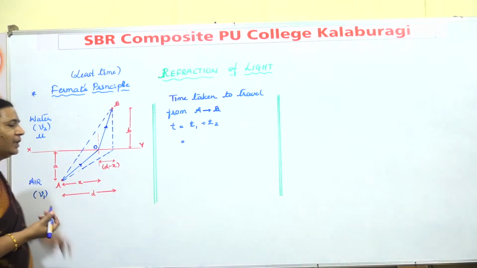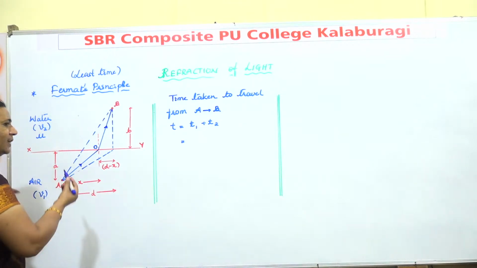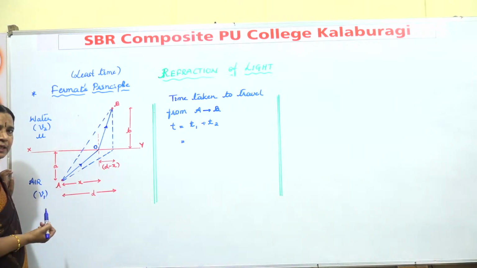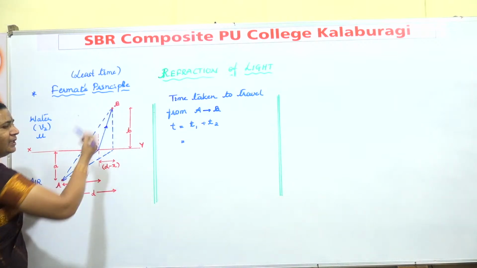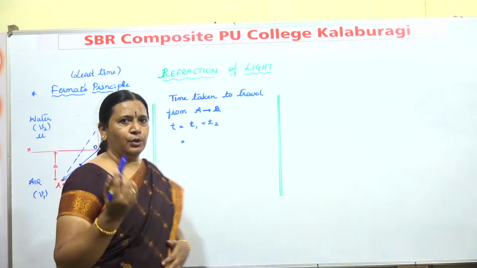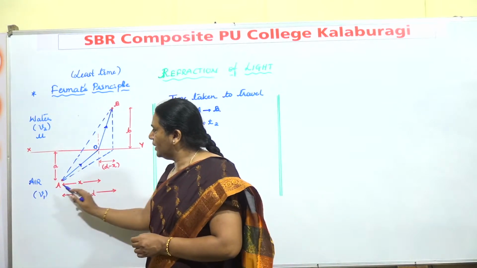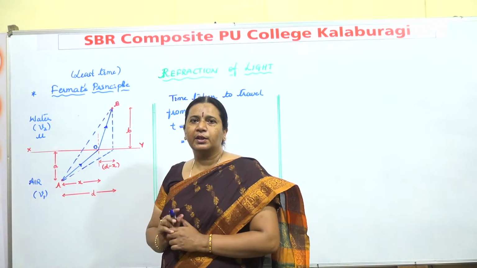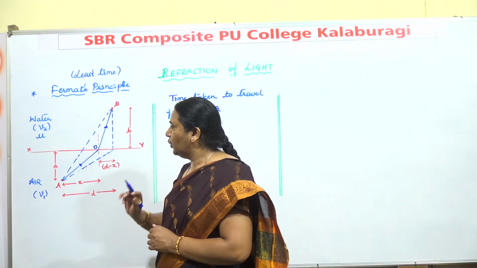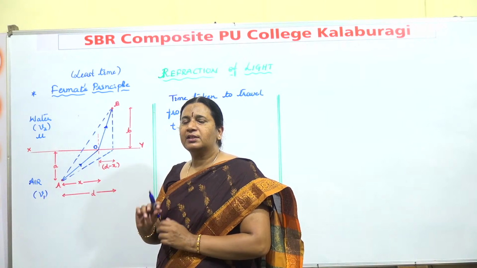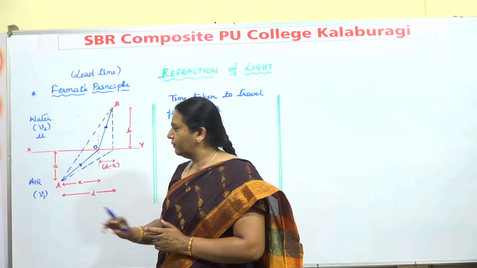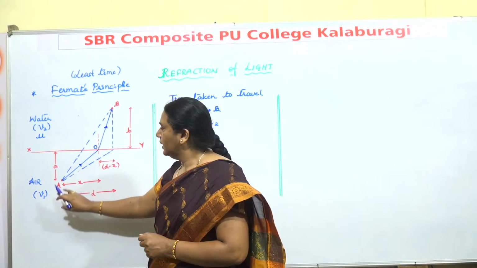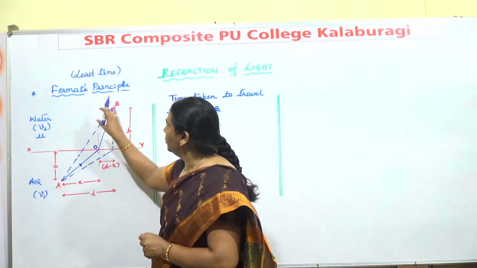Okay. So here we have selected 2 points. One is point A, one is point B. So one point is in the air medium, one point is in the water medium. And now we are going to discuss the travelling of light from point A to point B. Imagine a source is here, and it has to travel from A to B.